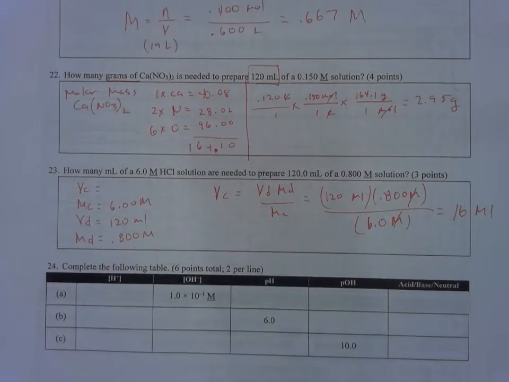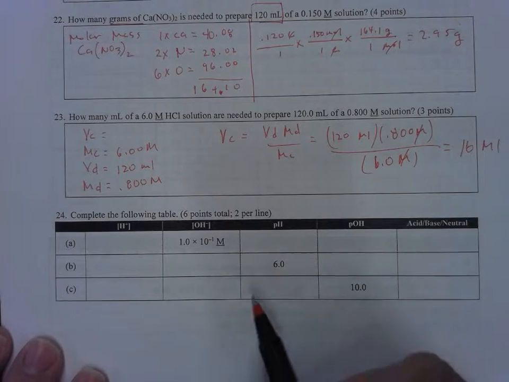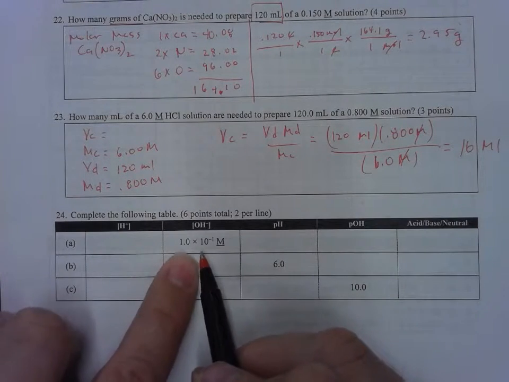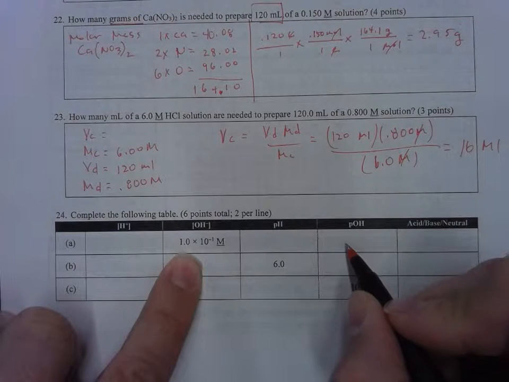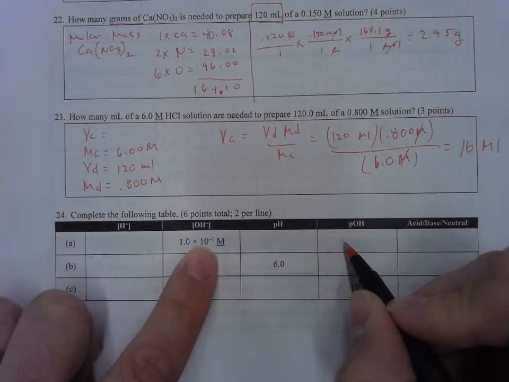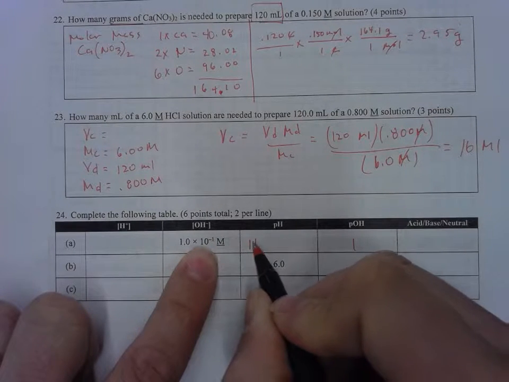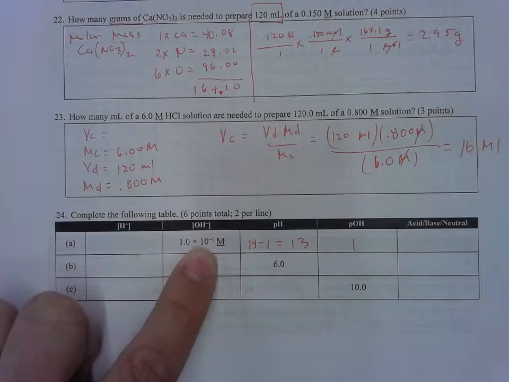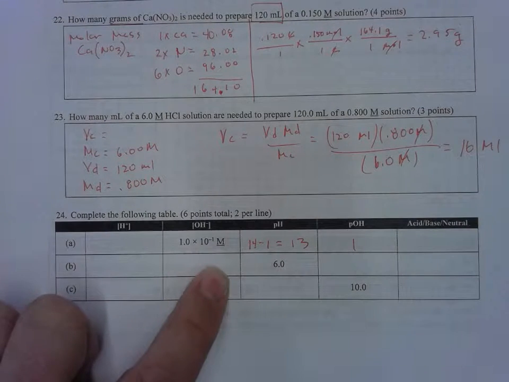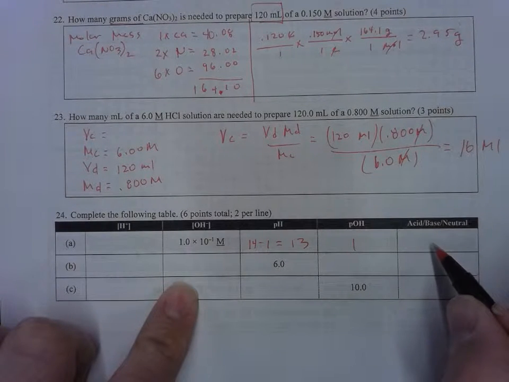Okay, number 24, complete the following table. Okay, so your concentration of OH minus, your pOH in this case is going to be 1. Your pH is 14 minus 1, which equals 13. That's going to be your pH. And is it acidic, basic, or neutral? It's going to be basic.